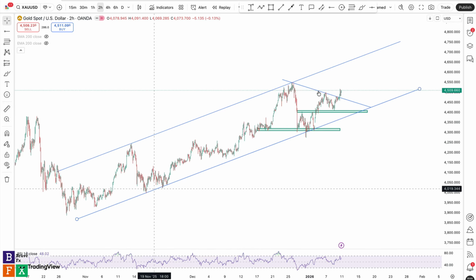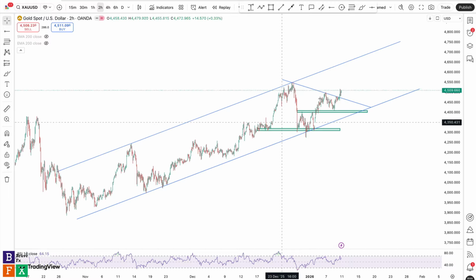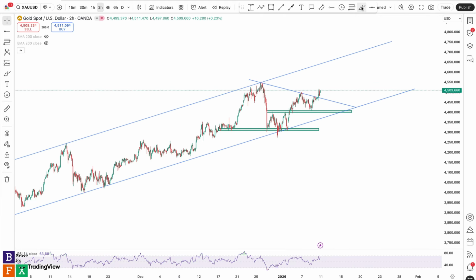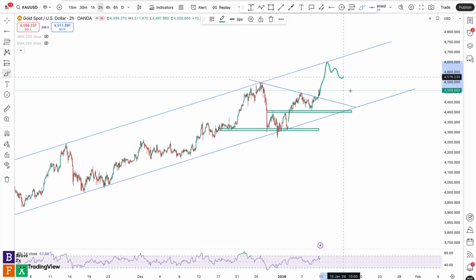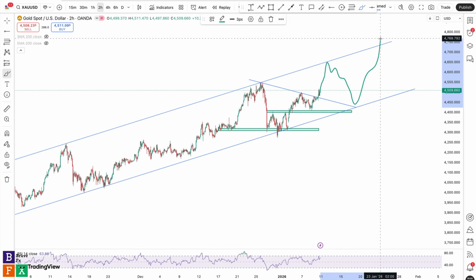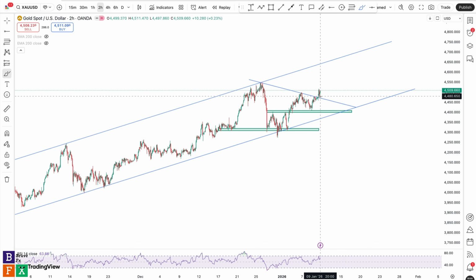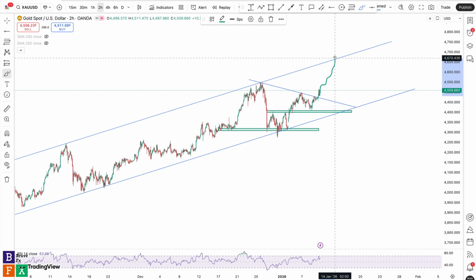So this gives us a clear ascending channel, right? And I believe there's a good chance we see price going as high as the upper bounds of this channel, then possibly a reversal to the downside and continuation. So we have no idea what's going to happen in the future, but for now, I think we are primed to see gold go a bit higher, right?